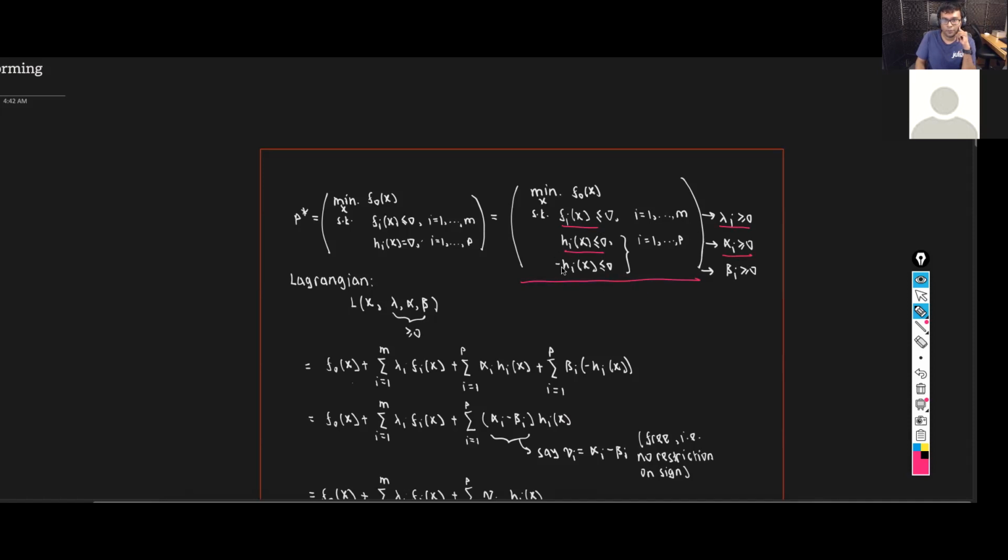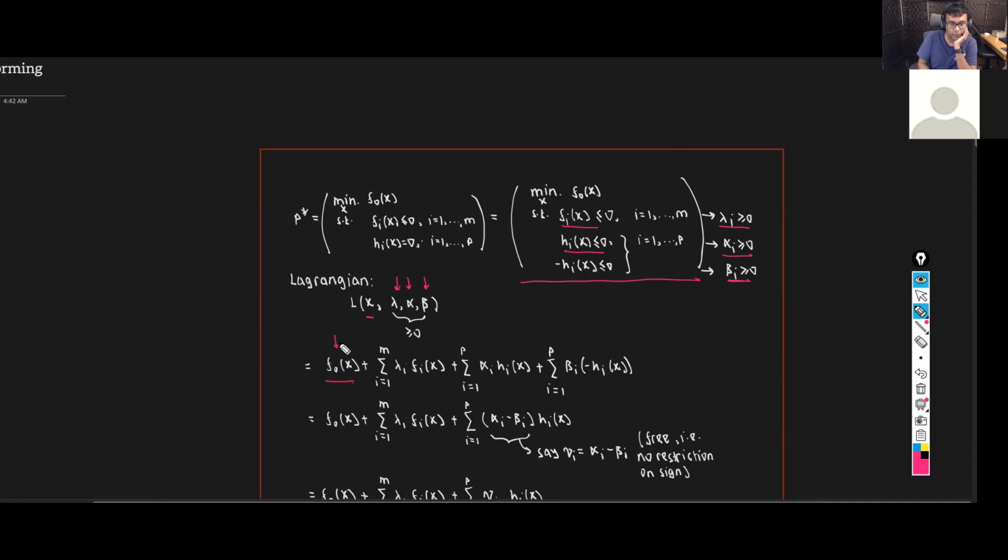And for minus h_i(x) less than or equal to 0, the dual multiplier is beta_i, right? And all of them are non-negative. Okay. Now, how would we write down the Lagrangian? So you have our variable x and three dual multipliers, lambda, alpha, and beta. All of them are positive. So we proceed like before.